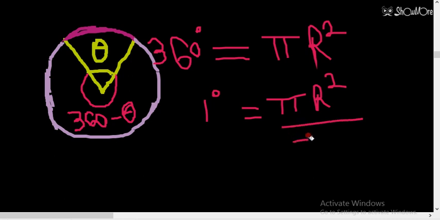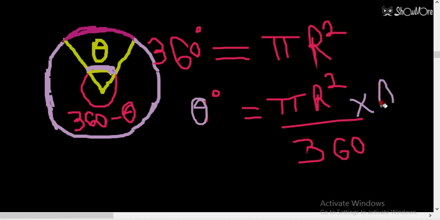So this is the area for 1 degree, and if I have to find the area of a sector having angle theta, here you can see the area of the sector, I have to find this particular area. This sector has the angle theta, so I will multiply theta on the left hand side and theta on the right hand side. So this is the formula that we will use to find the area of a sector.